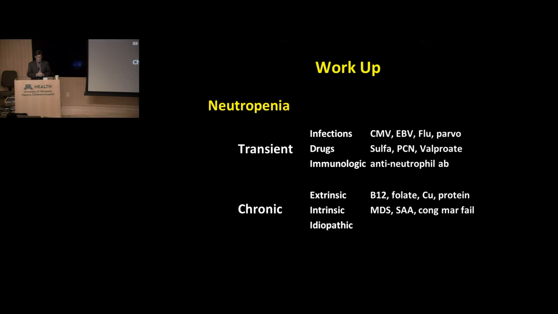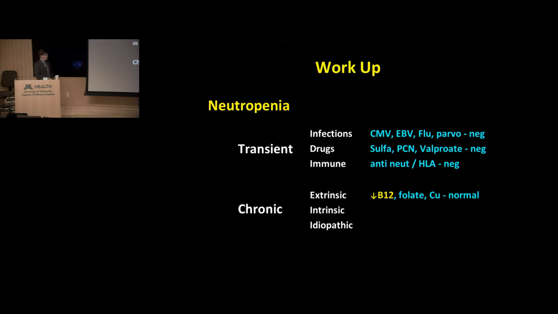But then there's chronic issues. We talked about B12 already, but there could be folic acid deficiencies, copper deficiencies, protein deficiencies. And then there's intrinsic causes that would be specific to the hematopoietic stem cell that we'll get into. So what we can tell you is that all these things were normal except for this very low B12. And so this leads us now to the intrinsic causes.